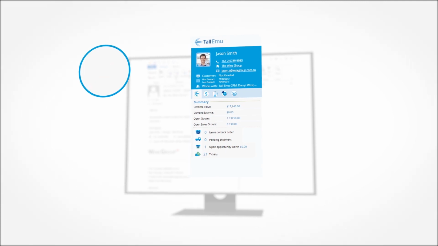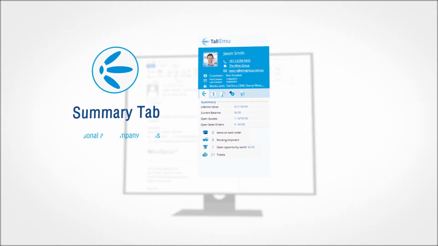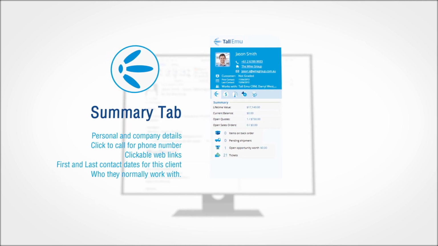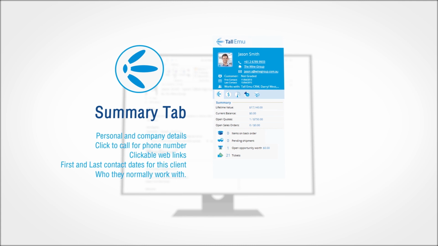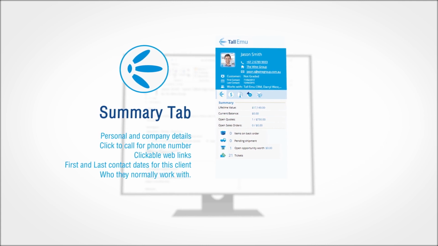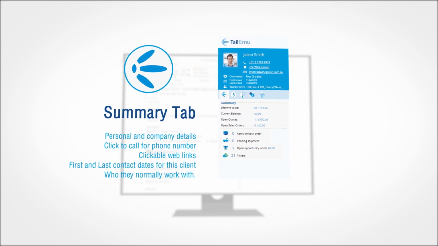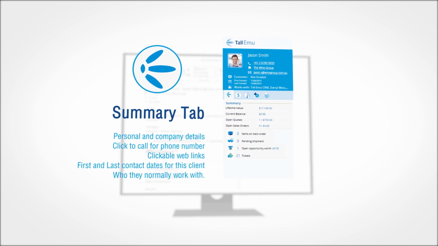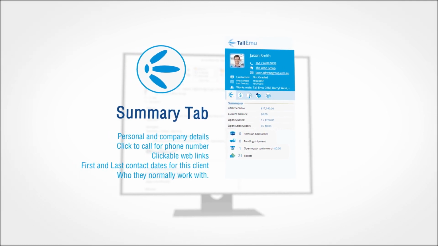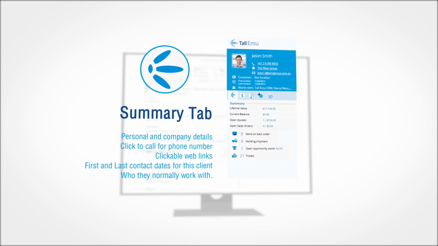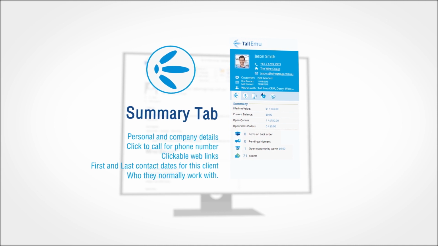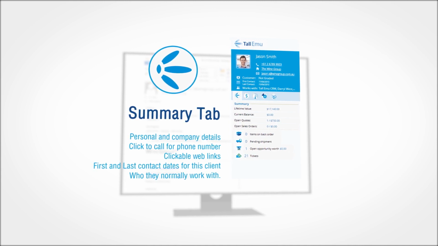The Summary tab gives you a summary of the relationship with this person or organization. It shows you a combination of personal details, financial details, and activity details. Whenever your team receives an email from someone at this organization, you'll get an instant heads up, including their current and overdue balance. Many of the fields are also clickable, including the phone number if you have our CTI software installed.